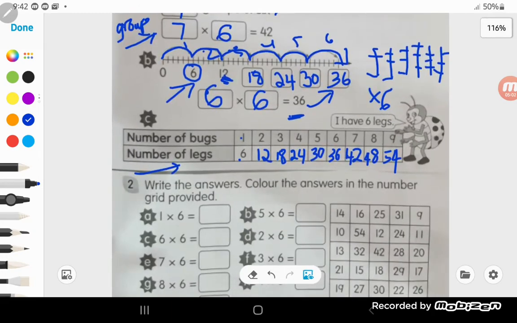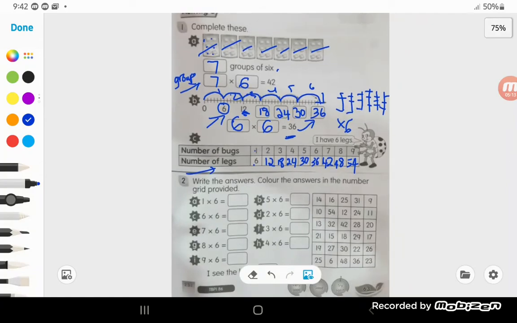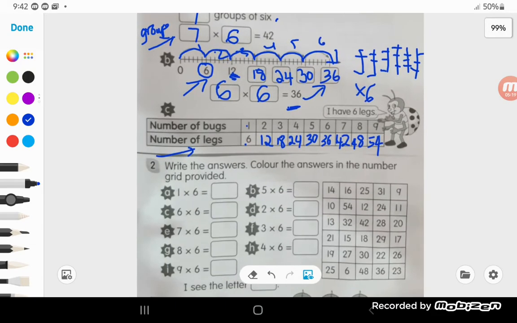So I hope you can refer to this one. You can find your answer from your multiplication table. And then this one, write the answer. Color the answer in the number grid provided. After you find your answer, you can color it from this one. This one is very easy.